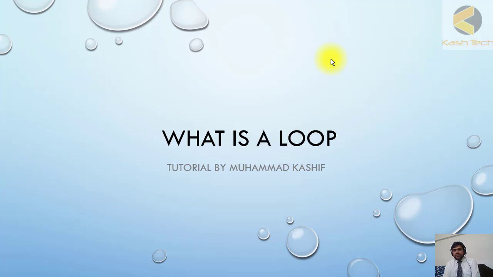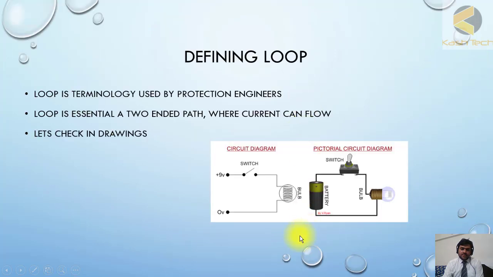For example, you have a bulb and you want to connect a DC supply to it. You will connect positive and you will connect negative to this one. So you have to give positive and you have to give negative. It is called one loop. So basically a loop is essentially a two-ended path where current can flow.